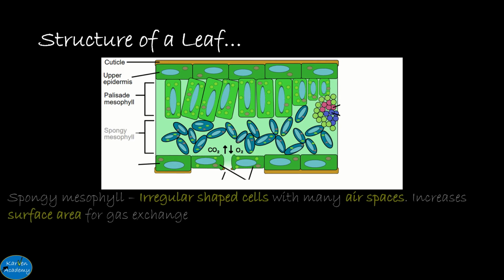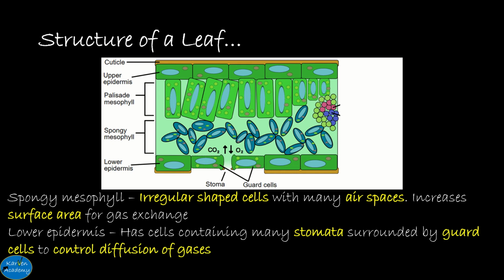The next part of the leaf is the spongy mesophyll, which consists of irregular shaped cells. These cells have many air spaces in between them, and this increases the surface area for gaseous exchange. This allows the concentration gradient to be maintained as well, because there's enough space for carbon dioxide to diffuse in and oxygen to diffuse out.